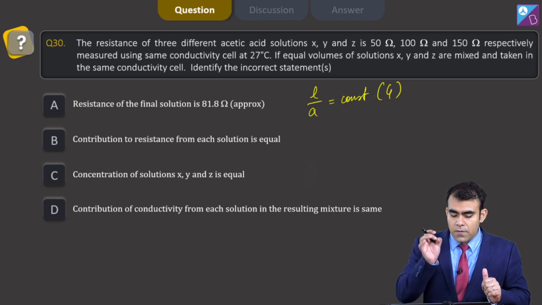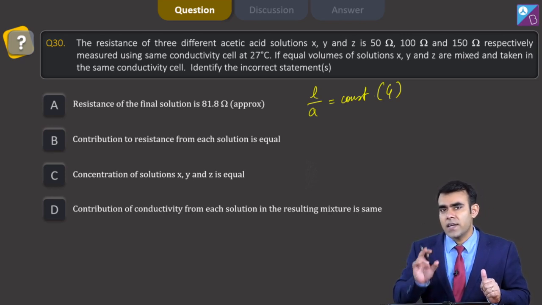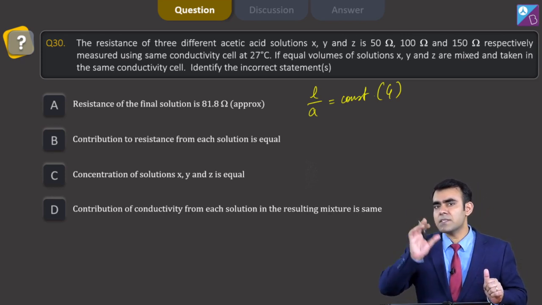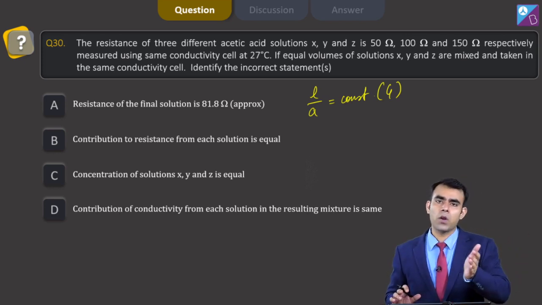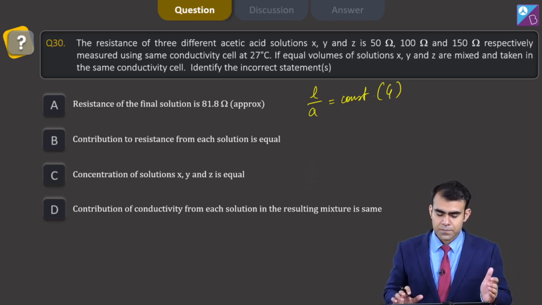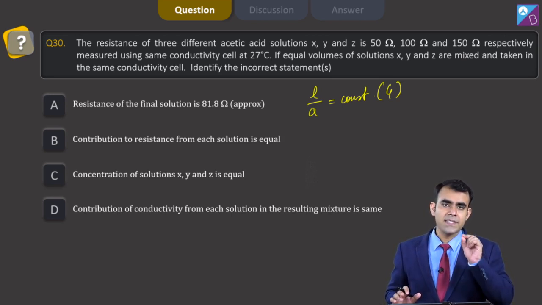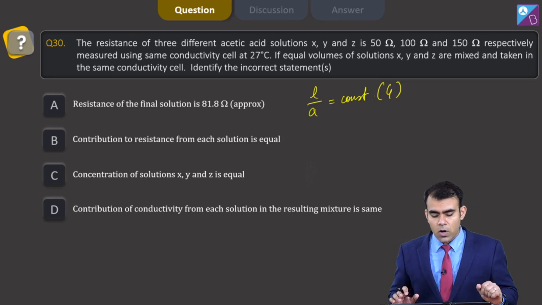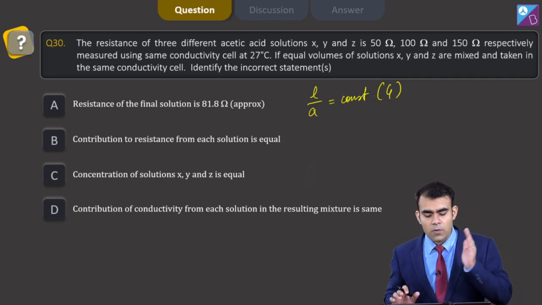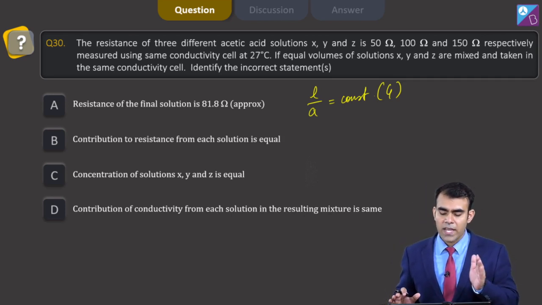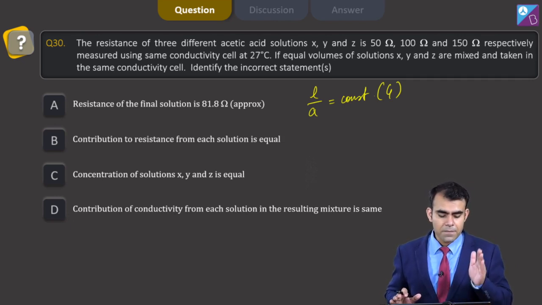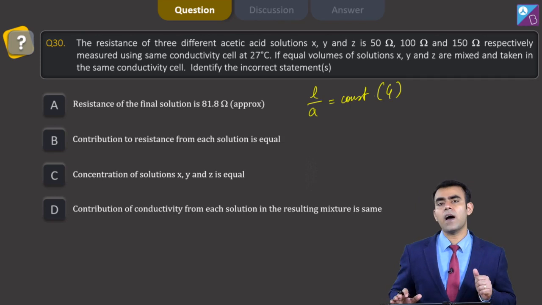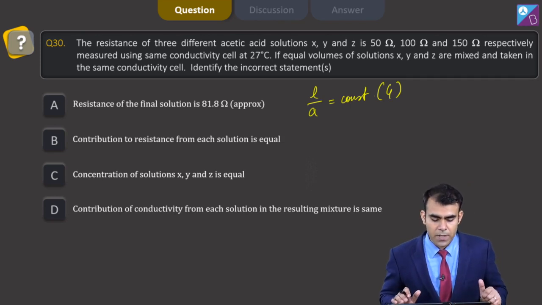Now we are taking only acetic acid. It means the difference in conductivity is maybe due to the different number of ions in the solution, because we are not changing the temperature and the cell constant is the same. Now the second part says that if equal volumes of solutions X, Y and Z are mixed and taken in the same conductivity cell, identify the incorrect statement.